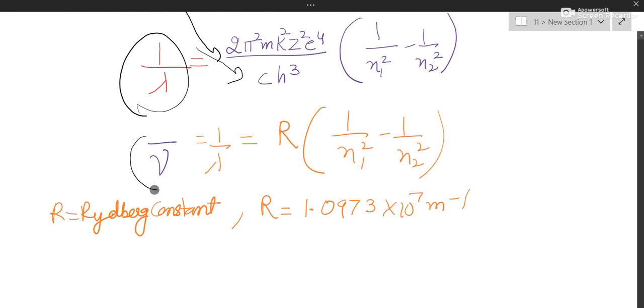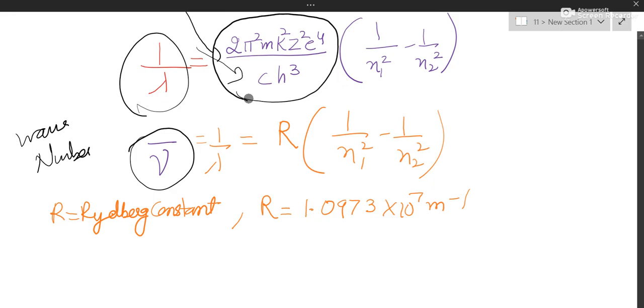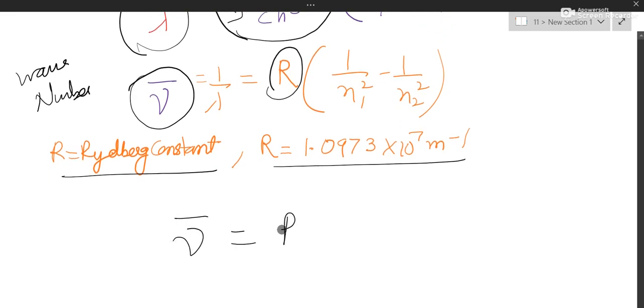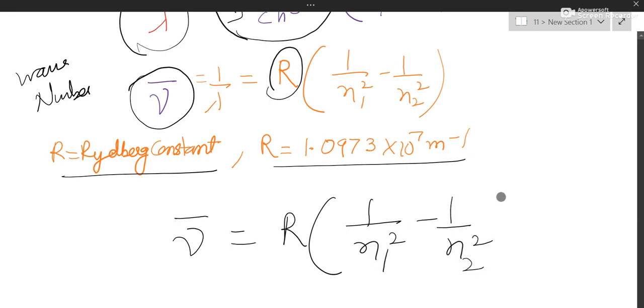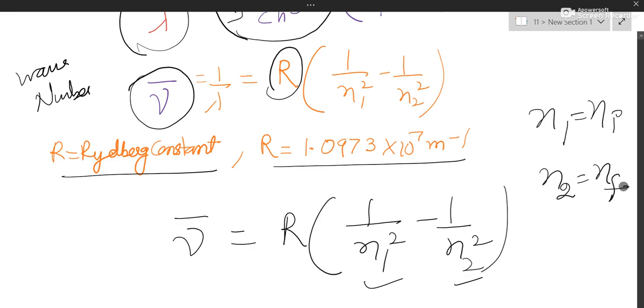1 by lambda is known as wave number, nu bar. So the expression for wave number is ready, and this entire quantity is known as Rydberg's constant, and its value is this. You will have to memorize. So this is the simplified formula of wave number, R into 1 by n1 square minus 1 by n2 square. n1 is your n initial and n2 is your n final. Where was the electron finally and initially? n1 and n2 represent the principal quantum numbers of those two shells. That's all.